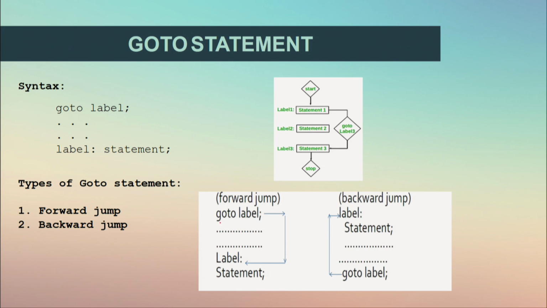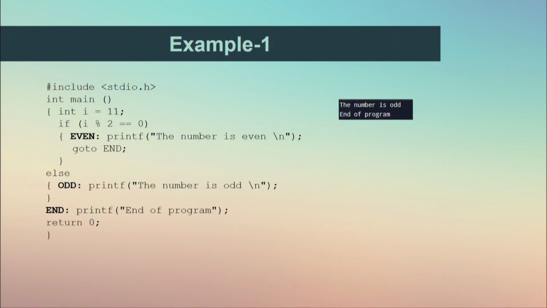So, goto label: if the label is declared later in the program, then we can say that it is a forward jump. If the label is declared before the goto statement, then we can say that it is a backward jump. Here we can see one example for the usage of the goto statement.